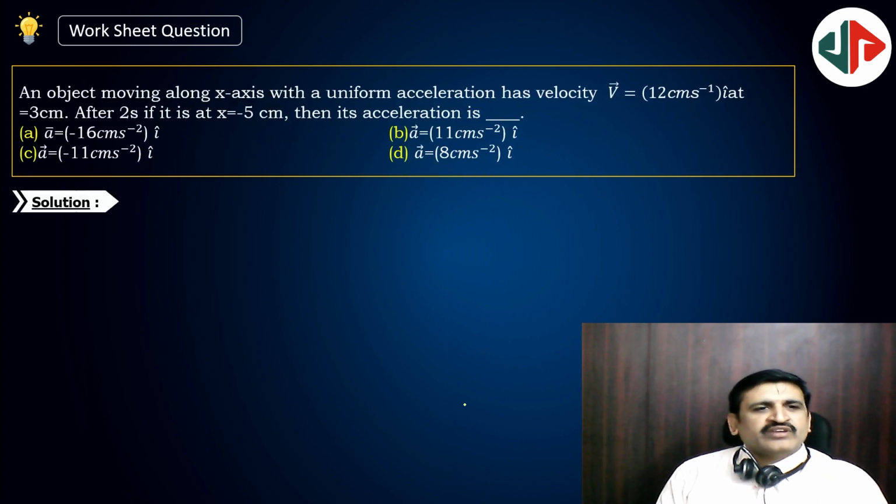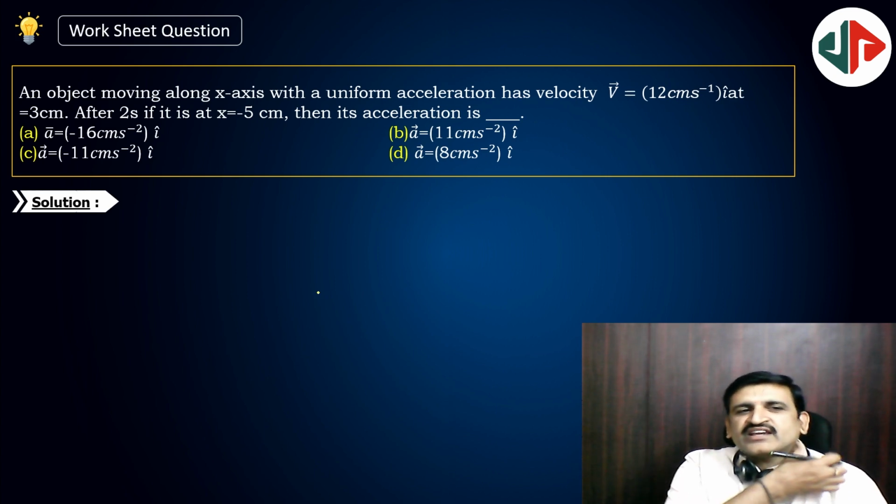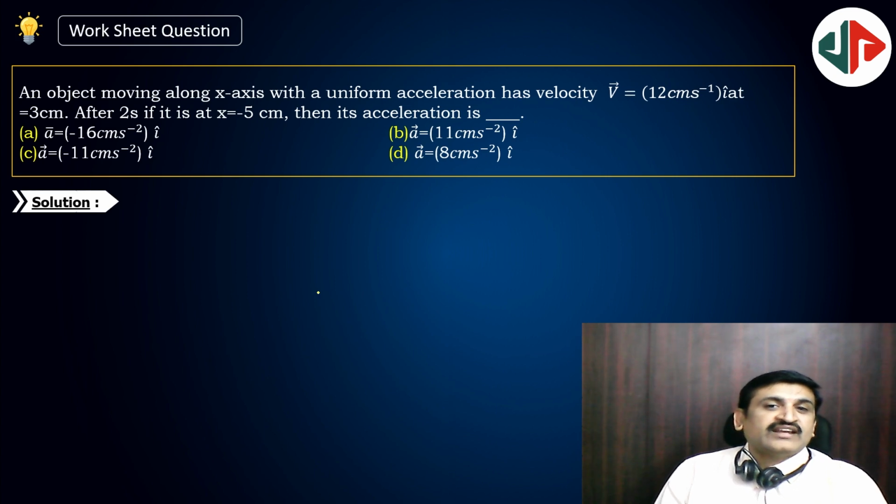An object moving along the x-axis with uniform acceleration has velocity v equal to 12 centimeters per second at t equal to 0, at the 3 centimeters position. After 2 seconds, if it is at x equal to -5, then what is the acceleration?